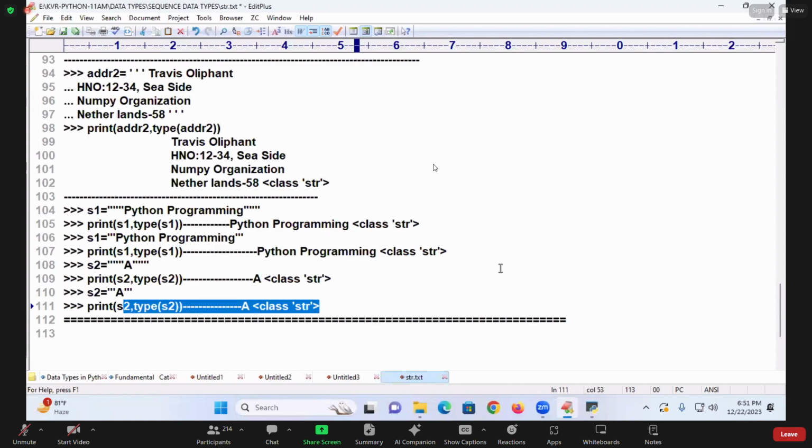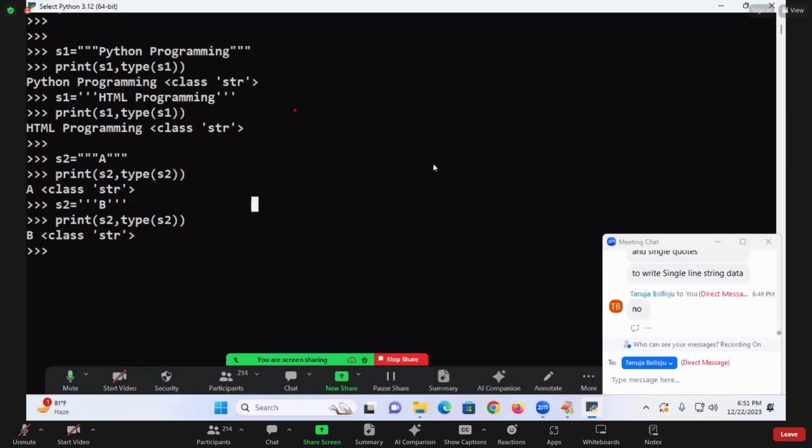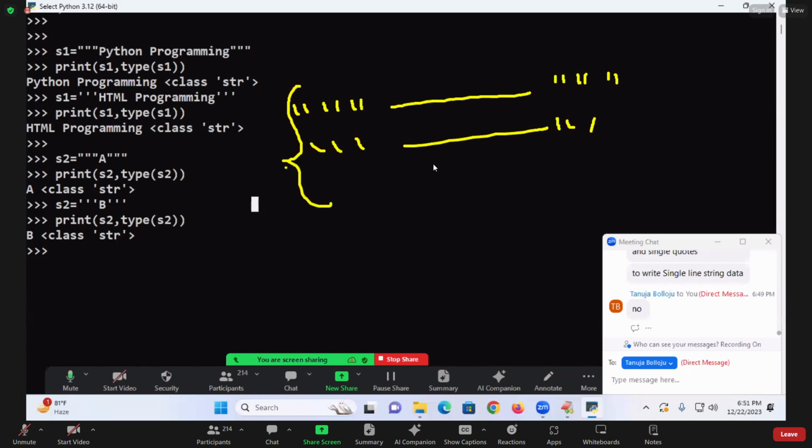Now, one important point I want to cover, students. Suppose you have written triple double quotes or triple single quotes, S1 and S2. Even though you write the data within triple double quotes like this in your program, or within triple single quotes like that, internally they are stored in the form of single quotes only.